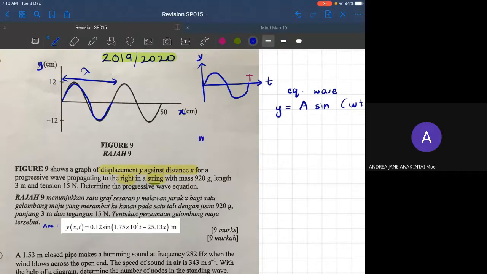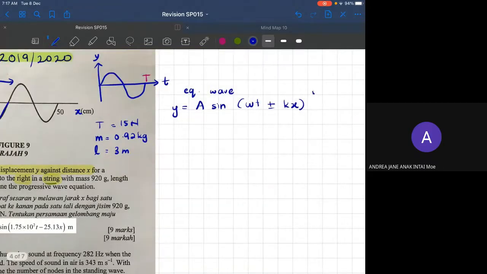So mass is 0.92 kg, length is 3 meters, and tension is 15 Newton. Determine the progressive wave equation. Okay, so it wants the progressive wave equation, this one. It wants this equation, so you have to fill in all the unknowns.